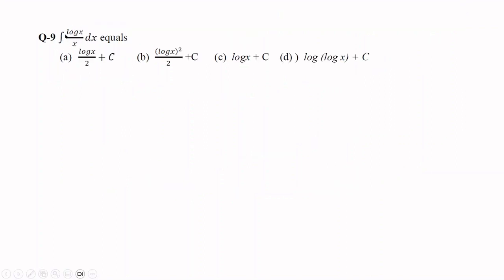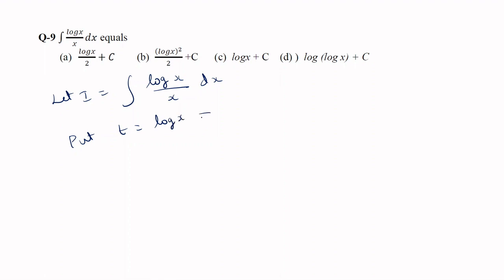The next question, integral log x by x dx equals. So for this, let us take I equal to the given integral. We have to use integration by substitution. And let us put t equal to log x. As a result, dt will be dx by x. So the given integral becomes integral t dt. For log x we put t, and for dx by x we put dt.